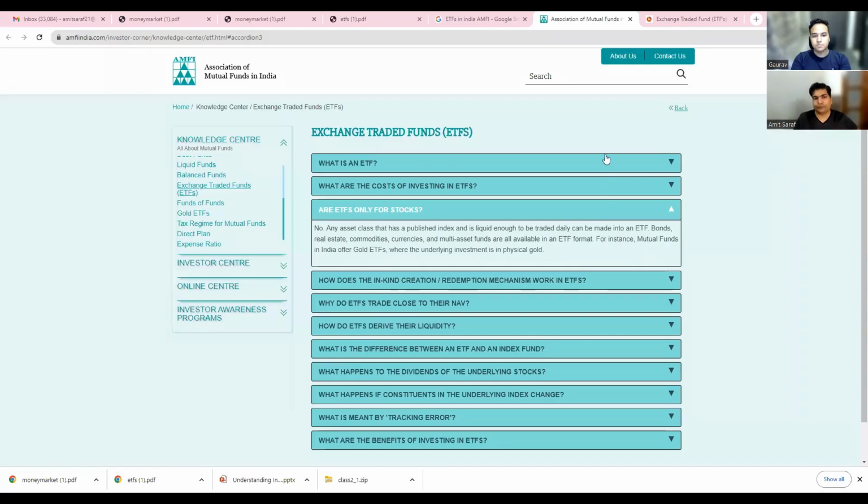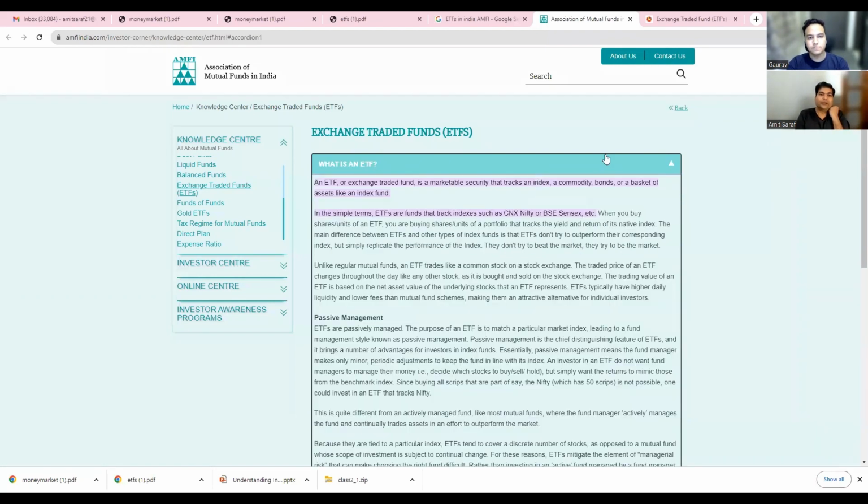I have already found some resources to explain ETFs to you. So without wasting any time, we will go straight to screen sharing, and I'll share this basics of investing. Okay, basics of ETF. Here I go to the Association of Mutual Funds in India (AMFI) official website, and please read it for me. What do they say? What is an ETF?